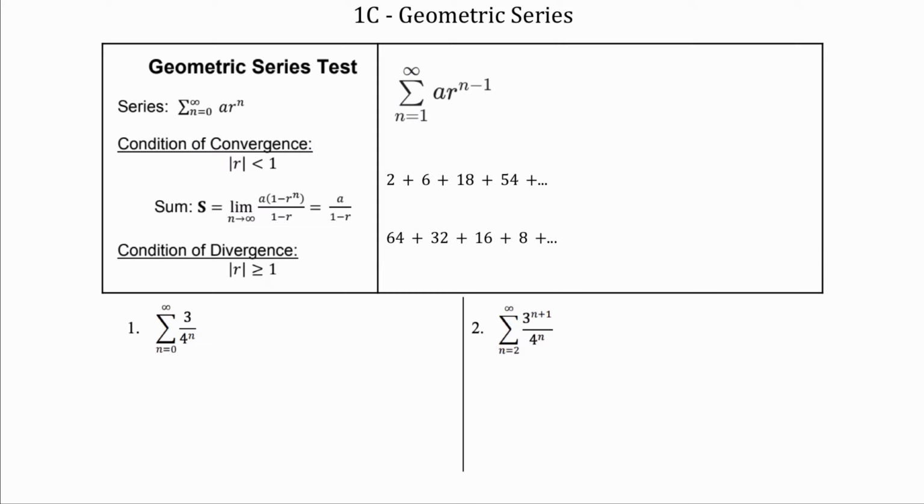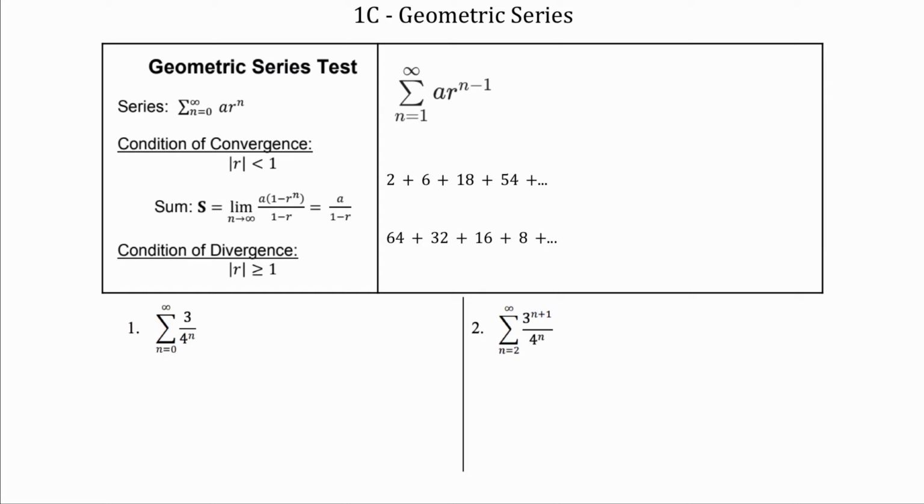Geometric series, the geometric series test for convergence. So in a geometric series, we'll see multiplication happening between each term, and it's going to be that same amount of multiplication. For instance, if we look at these series over here, we have 2 plus 6 plus 18 plus 54, and we multiply by 3 each time to get to the next term. Right below this, we have 64 plus 32 plus 16 plus 8, and we're multiplying by 1/2.